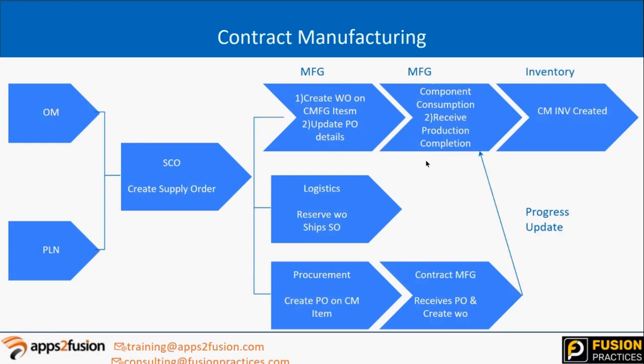From the item standpoint, you enable on the item that it is a contract manufacturing item, and you create the service item. And in the work definition also, you have to associate the service item in a certain way for it to implement the contract manufacturing. So there are org setups, supplier setups, and item level setups.